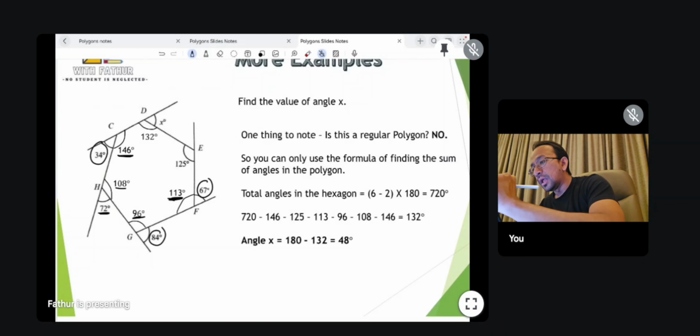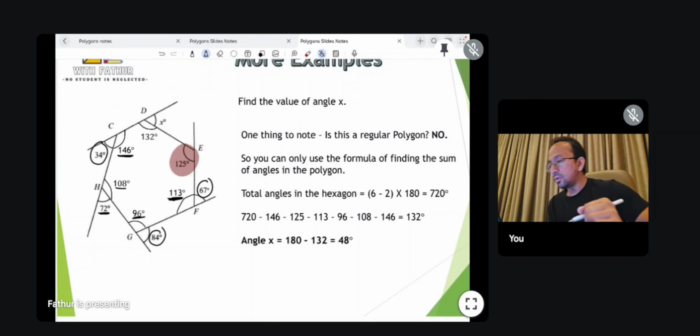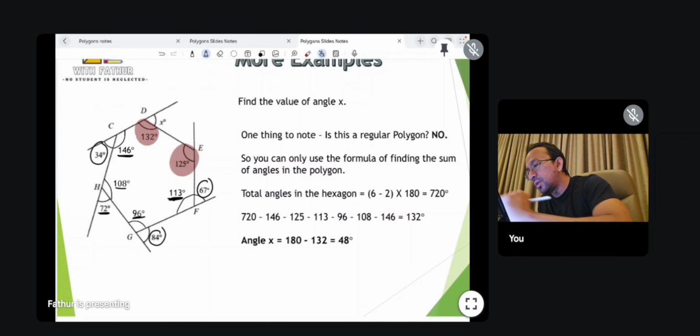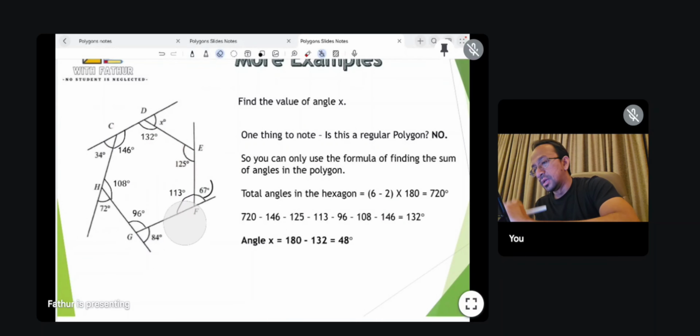So now, then how did I manage to find this value then? Okay, this value is already given. All right. But how do I manage to find this value then? Remember, how many sides does this polygon have? It's a six-sided polygon, right? Because I have 1, 2, 3, 4, 5, 6.